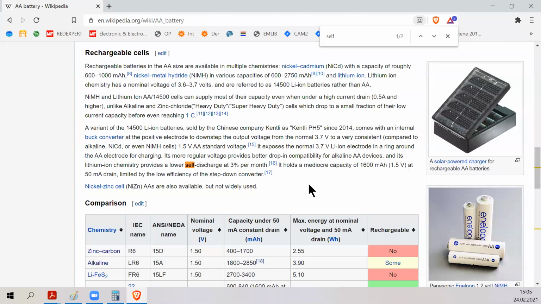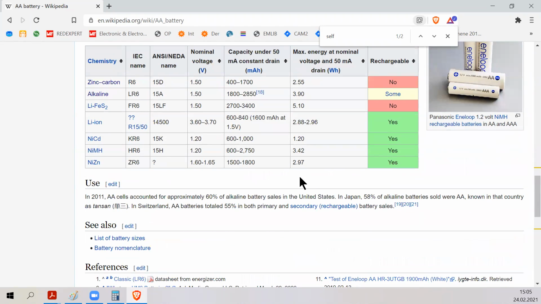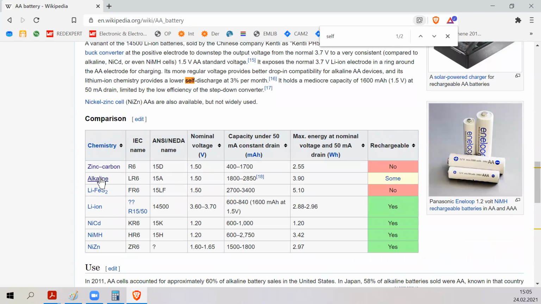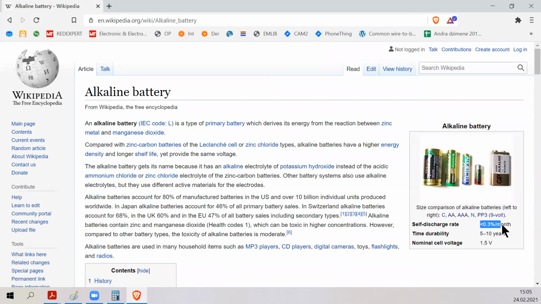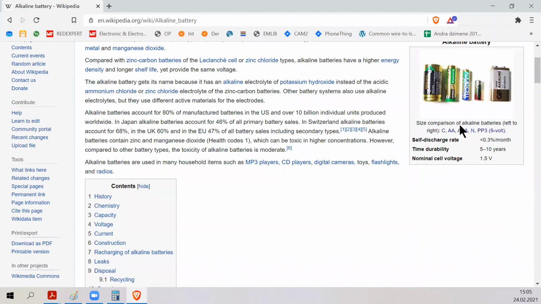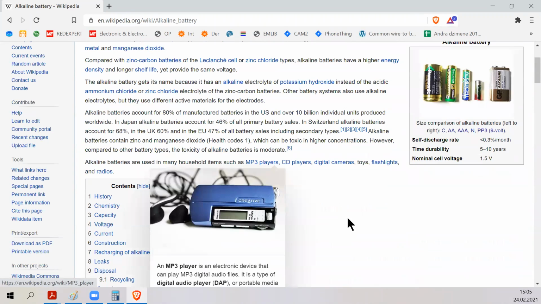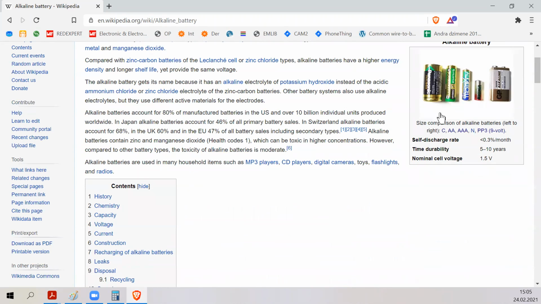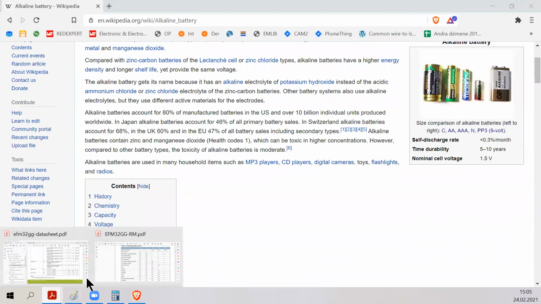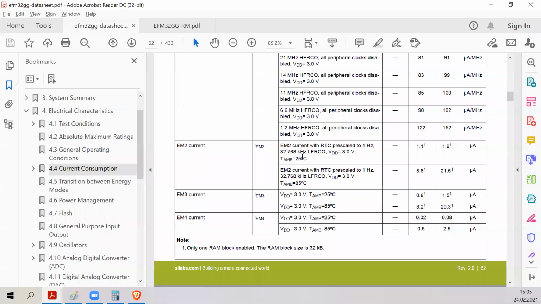So actually not great. But these alkaline, for example, alkaline battery, here it says self-discharge 0.3% per month. As a result, just self-discharge of this battery will cause it to go bad in something like 10 years. But the microcontroller's power consumption will be significantly smaller. So, a device can work 10 years from a single battery. So energy mode 2 current, very small.